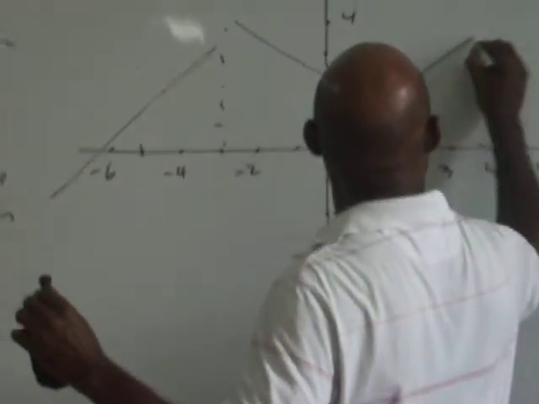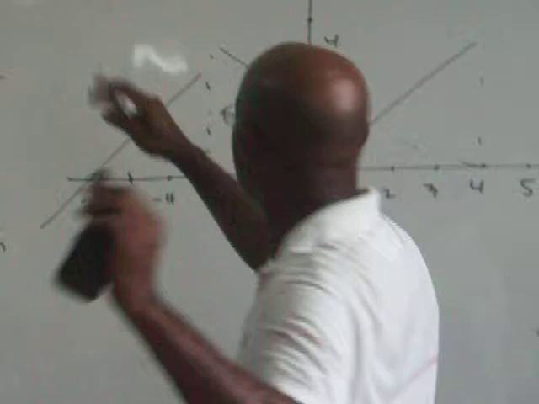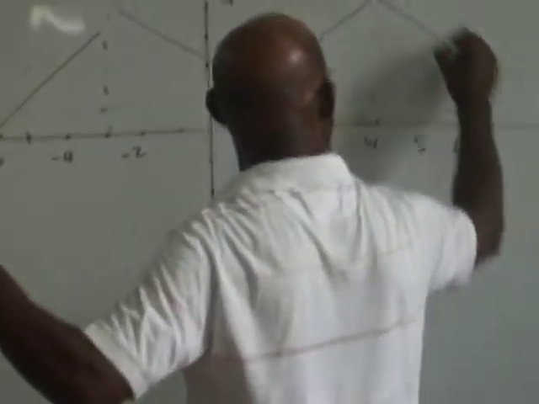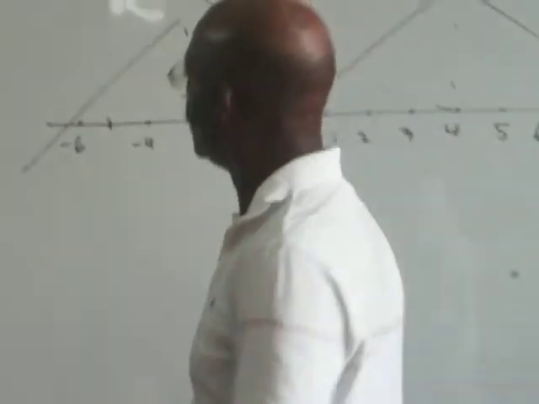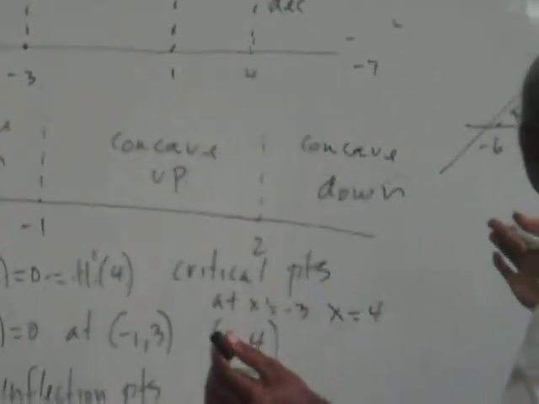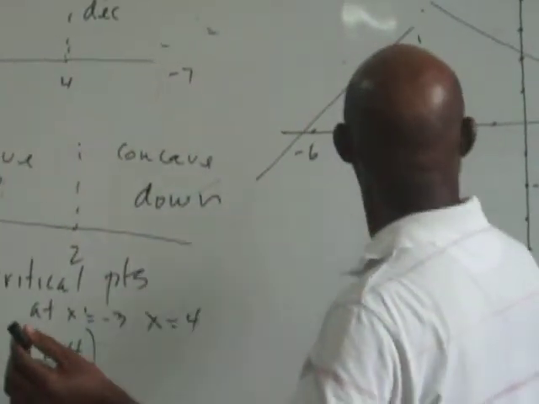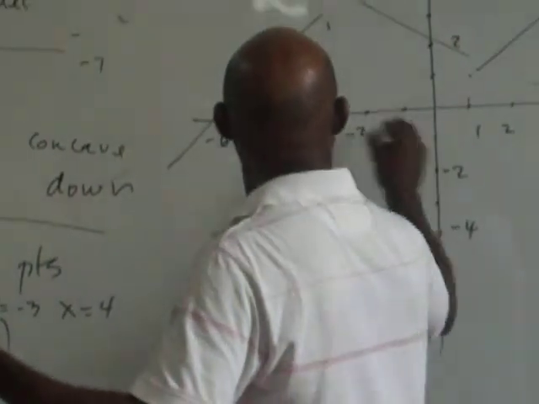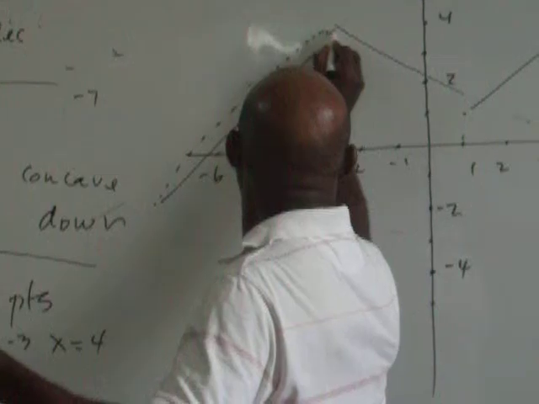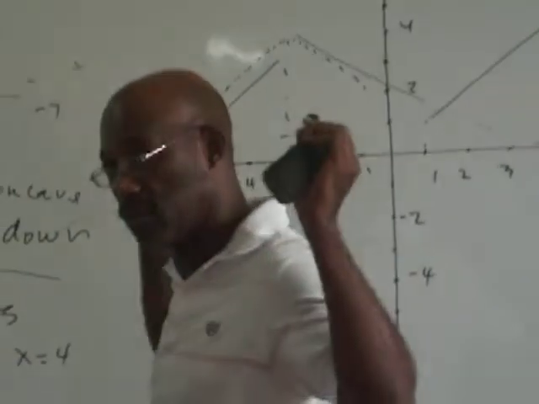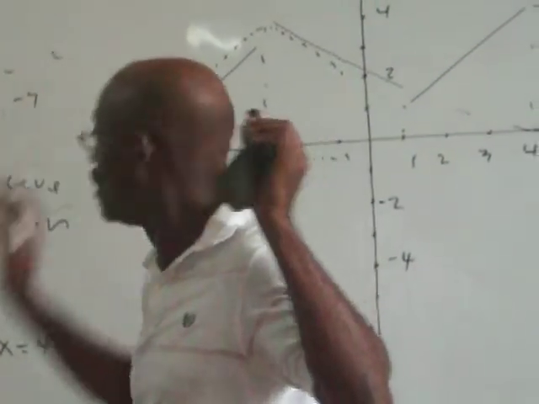What a critical graph. Critical. And decrease from 1 to 4. Sketch. Now, what gives downwards all the way to negative 1? So we say it goes this. Take it downwards.